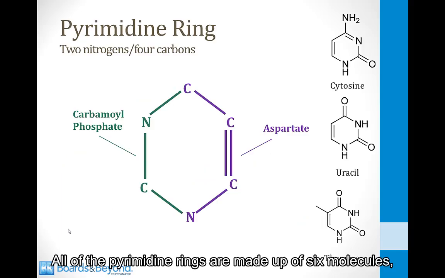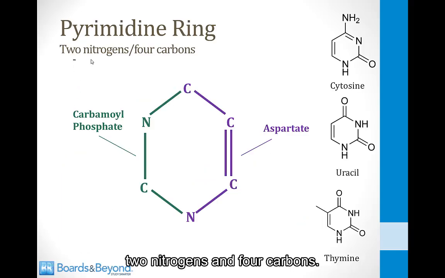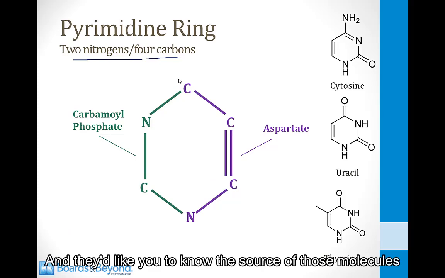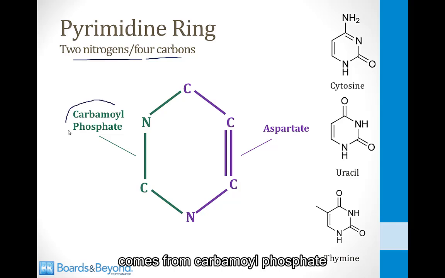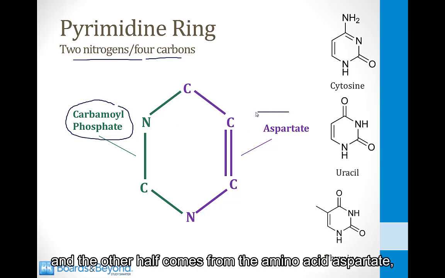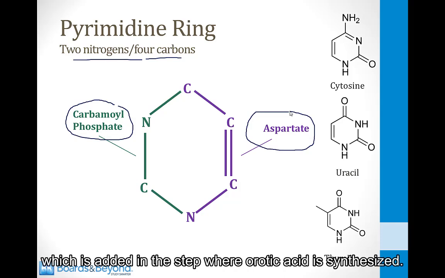All of the pyrimidine rings are made up of 6 molecules, 2 nitrogens and 4 carbons, and they like you to know the source of those molecules for your boards. So basically half of the ring comes from carbamoyl phosphate and the other half comes from the amino acid aspartate, which is added in the step where orotic acid is synthesized.